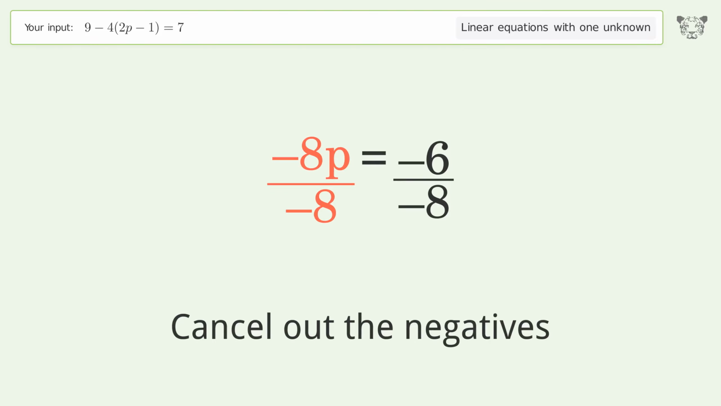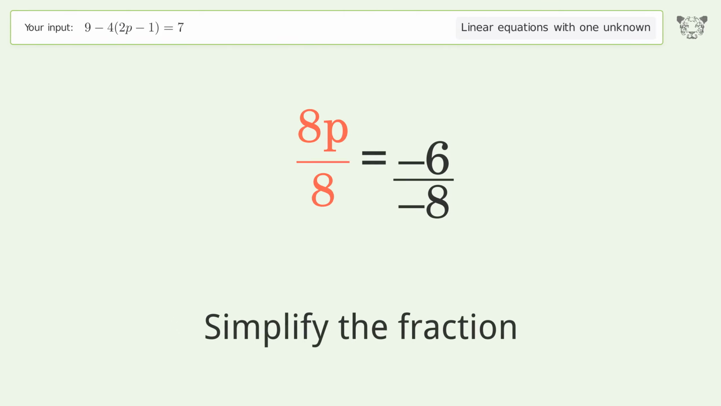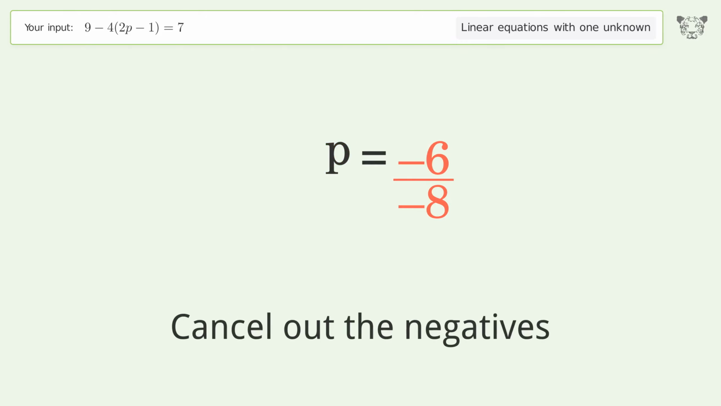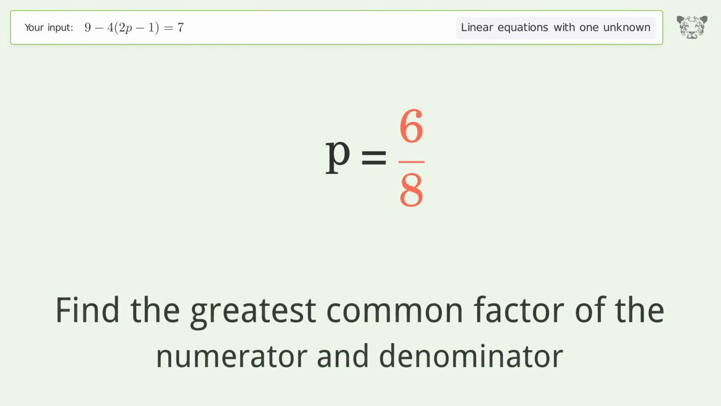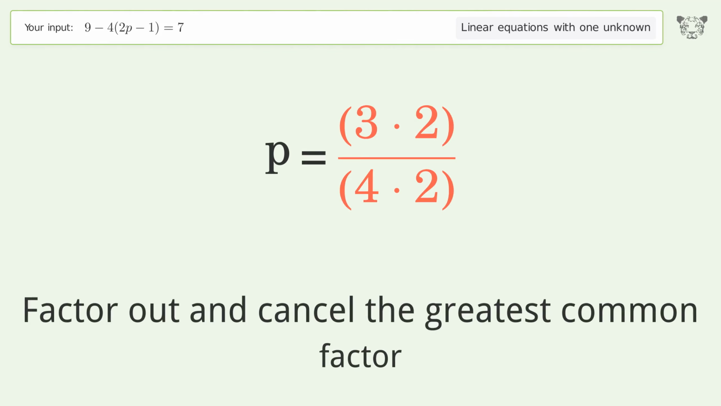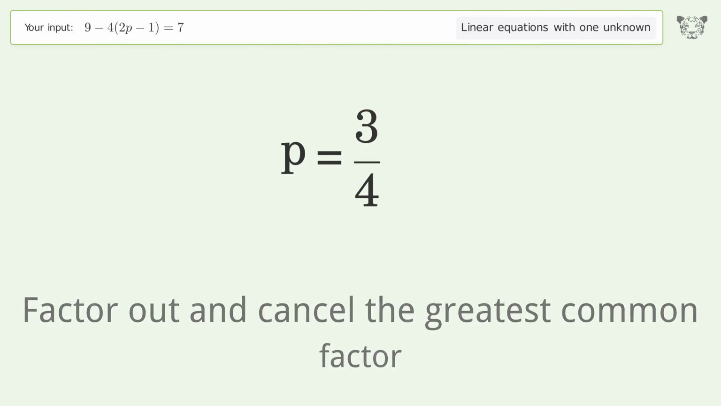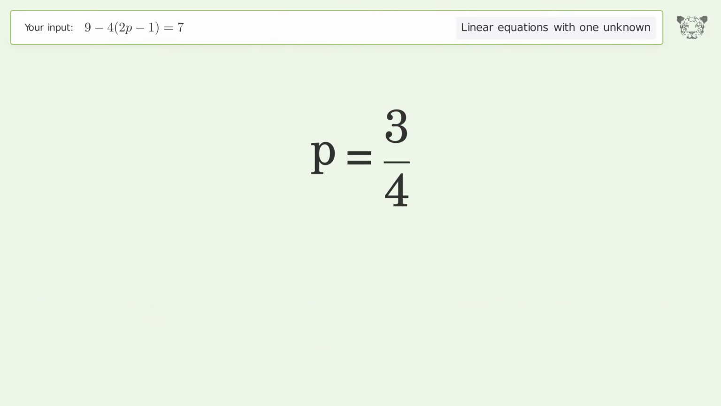Cancel out the negatives. Simplify the fraction. Cancel out the negatives. Find the greatest common factor of the numerator and denominator. Factor out and cancel the greatest common factor. And so the final result is p equals 3 over 4.